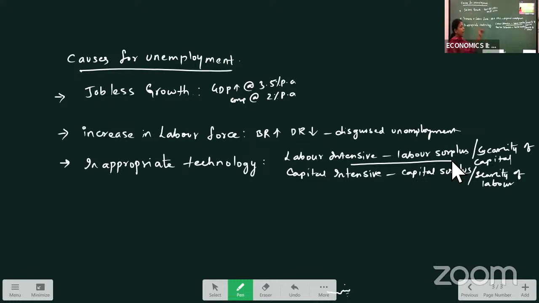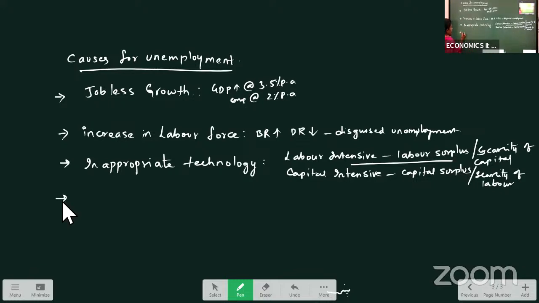As we know, India is a labor surplus economy. In industries and in agriculture, we should use labor, but most of the industries followed inappropriate technology. They followed capital intensive technology, which means they are using machines instead of labor. By using this capital intensive technology, unemployment is caused in the country. So this is one reason for our unemployment here.